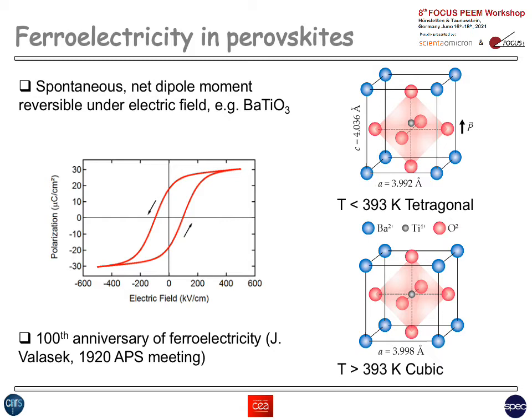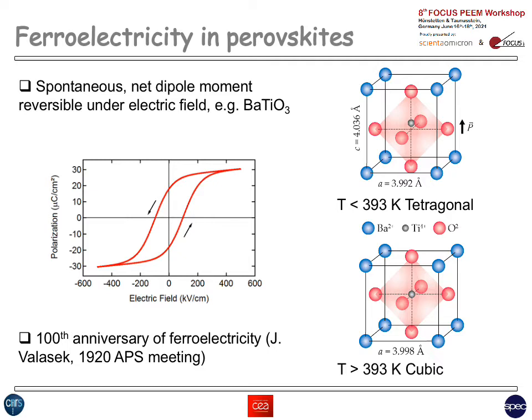Now, barium titanate, an ABO3 perovskite, is probably the prototypical ferroelectric. The Curie temperature is 120 degrees C, so 393 Kelvin. Below this temperature there are ferroelectric phases. The room temperature phase is tetragonal, and in this tetragonal phase, instead of having a centrosymmetric structure, the titanium cation is off-centered with respect to the oxygen octahedron, and this gives rise in the unit cell to a net dipole moment, and on a macroscopic scale to a net polarization.